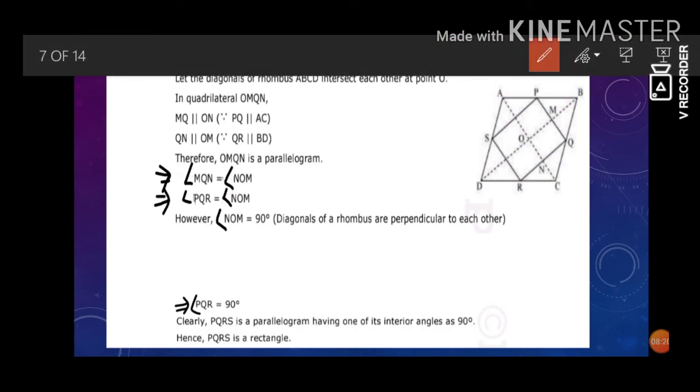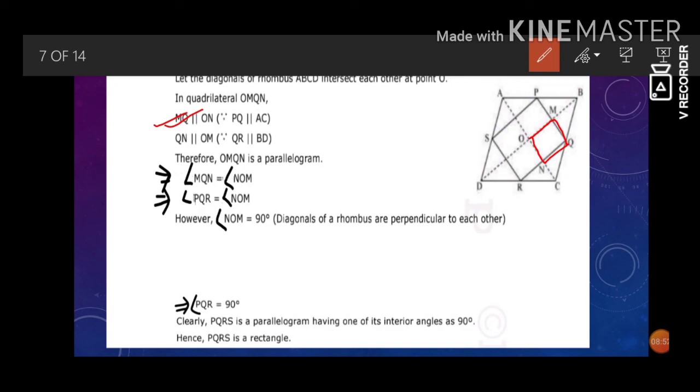For ABCD, a rhombus, the diagonals are BD and AC. They bisect each other at O. So now we get a quadrilateral OMQN. In this quadrilateral, we have already established that PQ is parallel to AC. So we can say MQ is parallel to ON.